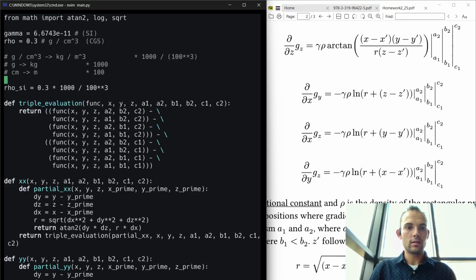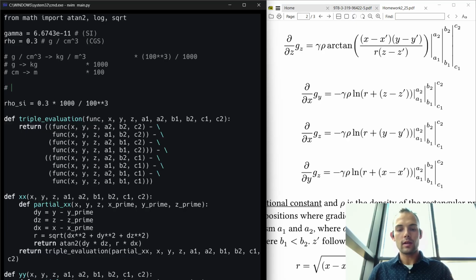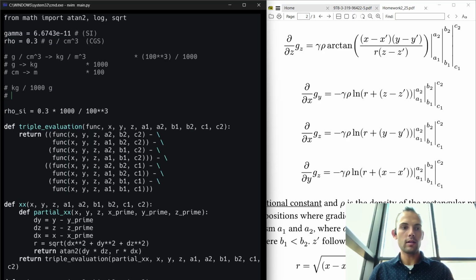Oh, I think I need to do it like this. Because I need to multiply this thing by kilograms per gram, per 1,000 grams. And I need to multiply by centimeters cubed per meter cubed, which would be 100 times 100 times 100. Okay. Yep. We're on the money now.